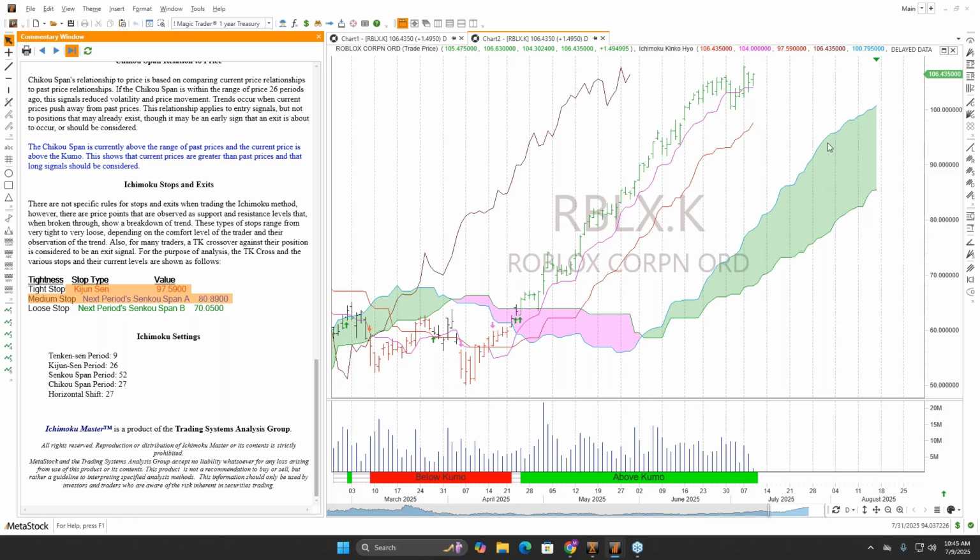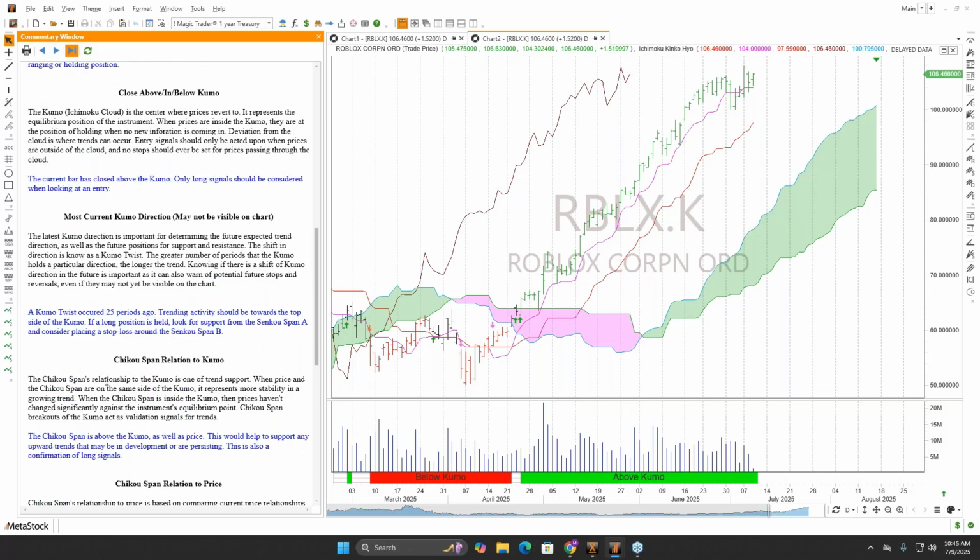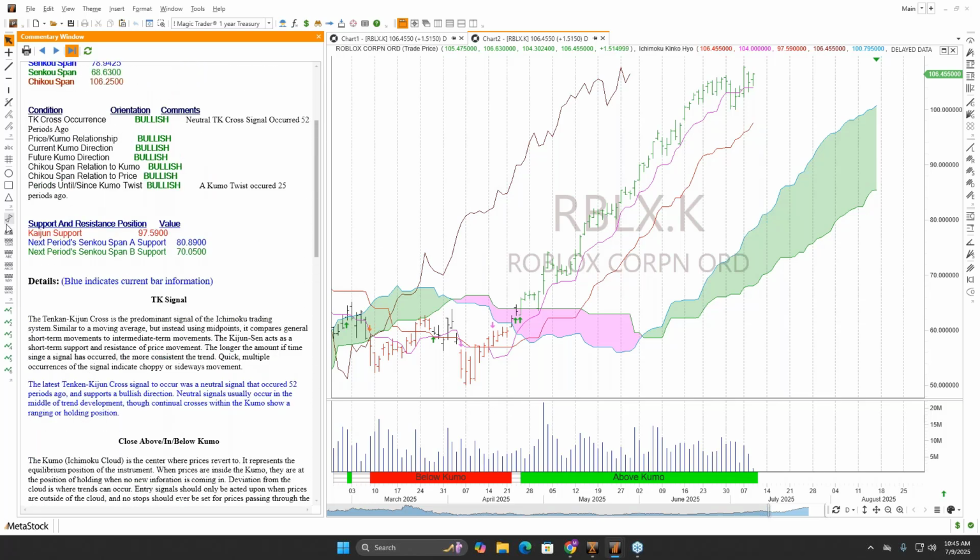So you could use the top of the cloud or the bottom of the cloud, and it lists out what those values are. In addition to that, some of the levels that you treat as support and resistance would be, again, the Kijun-sen is offering support here at 97.50, and then you've got the Senkou span A and the Senkou span B, and exactly where those values are.